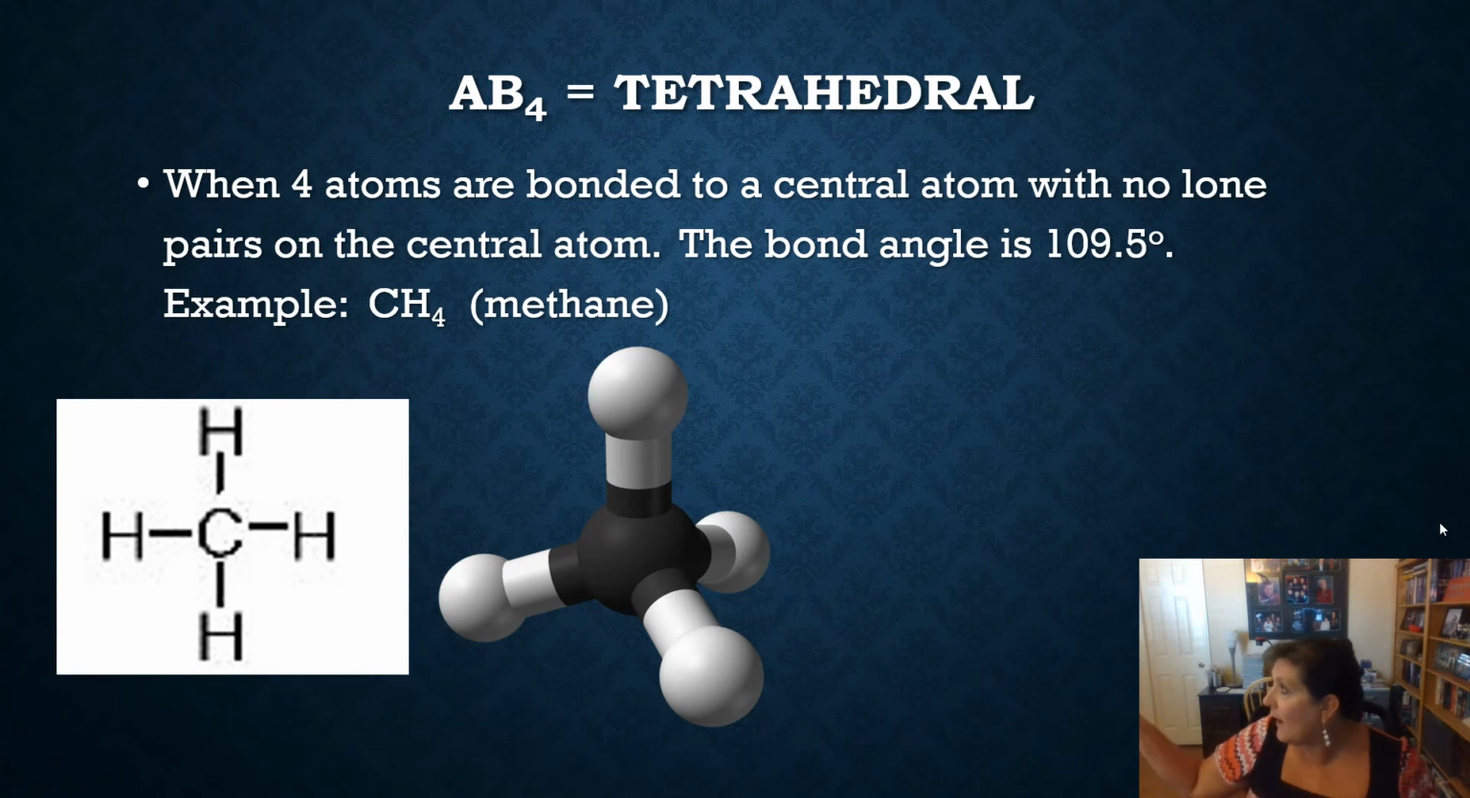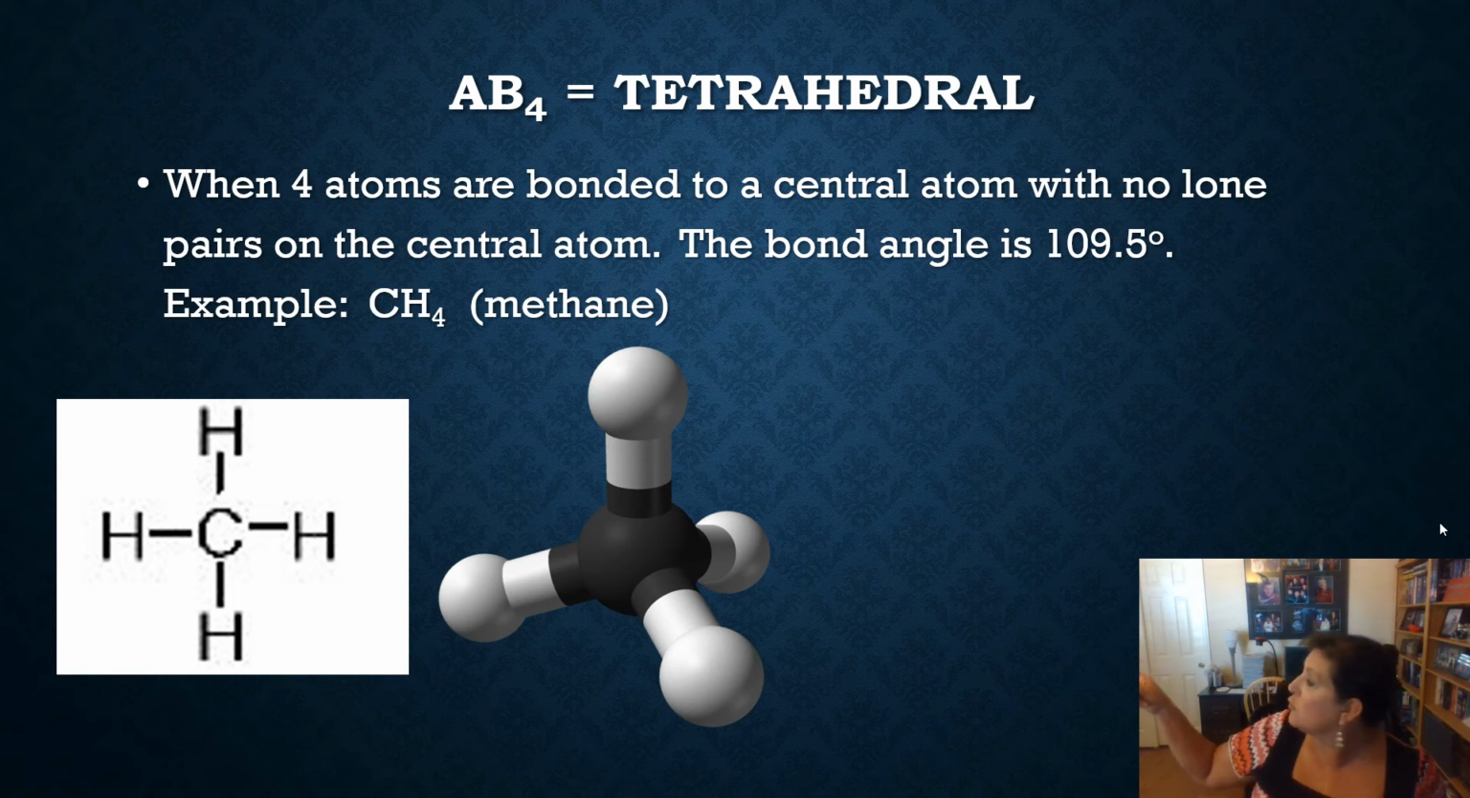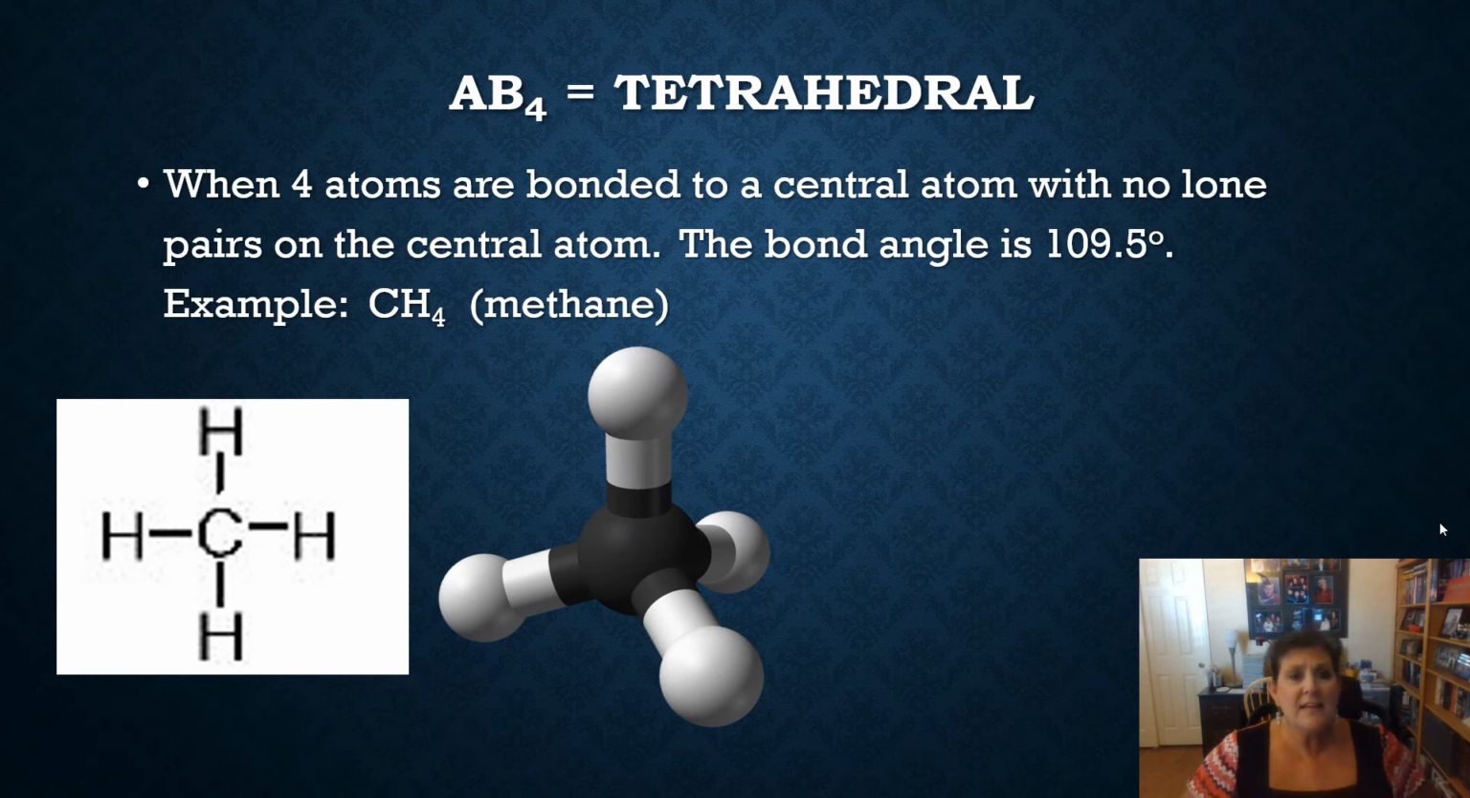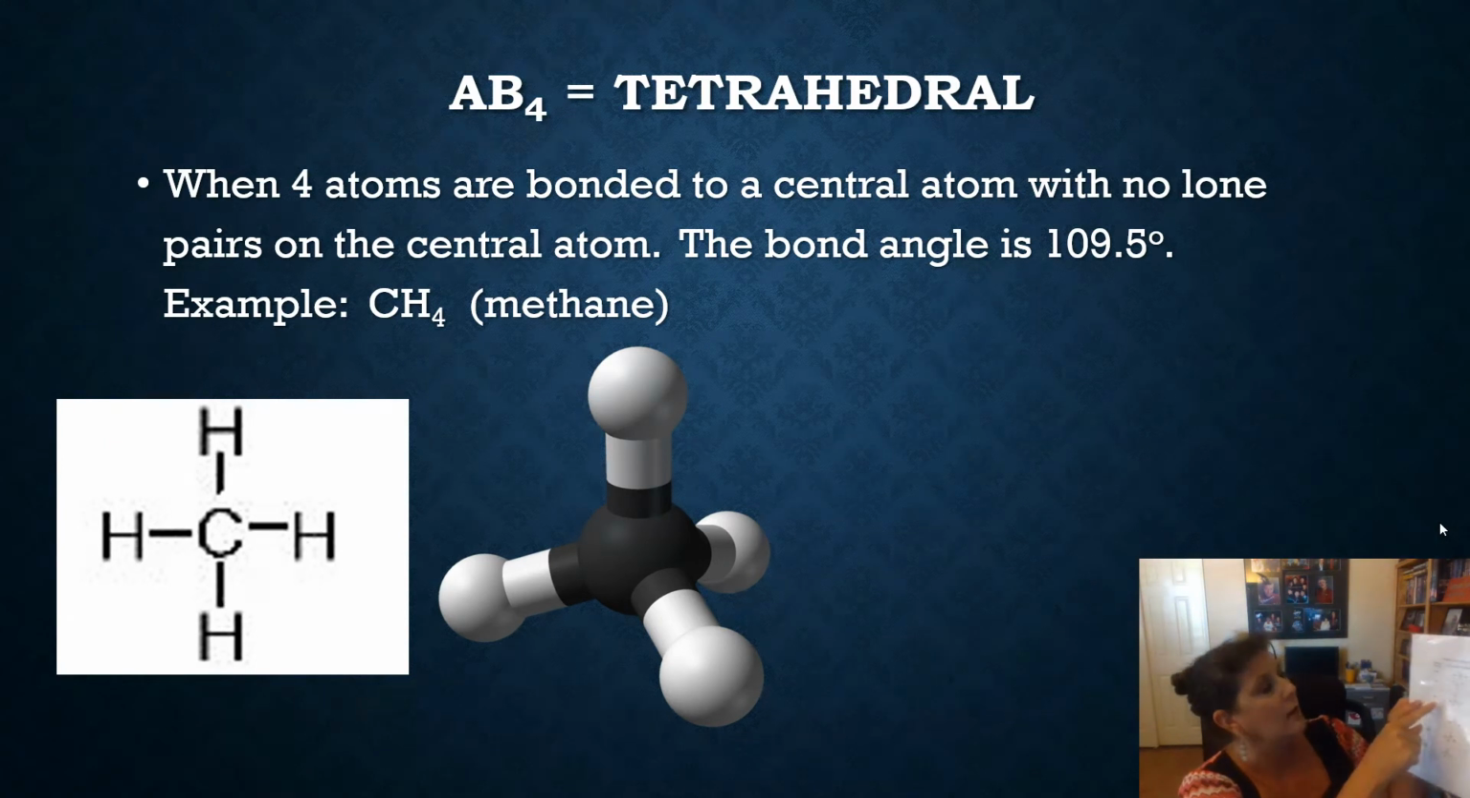Now, we draw it the way I drew it there with the C and the four H's around it. That makes it look flat, but that's how we draw it on a piece of paper because a piece of paper is flat. What it really looks like is this gray and white model. Do you see how it's three-dimensional? And the bond angles are 109.5, not 90 degrees. We call this three-dimensional shape tetrahedral.